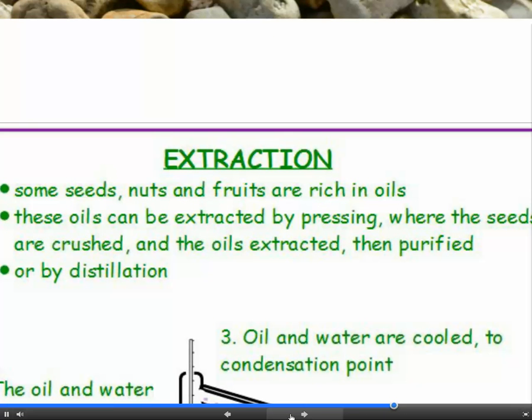Extraction of plant oils. Some seeds, nuts and fruits are rich in oils, and these oils can be extracted by pressing, where the seeds are crushed and the oils extracted and then purified, or by distillation, which, if you remember, is evaporation followed by condensation.